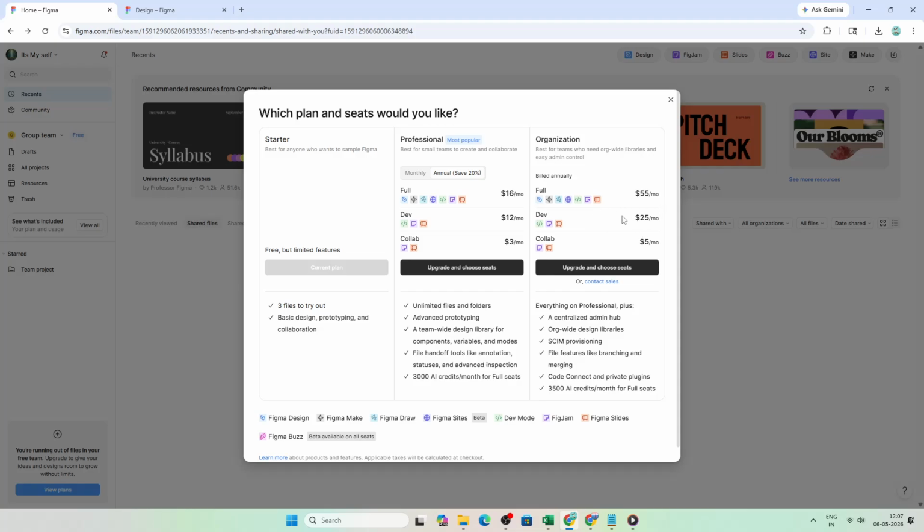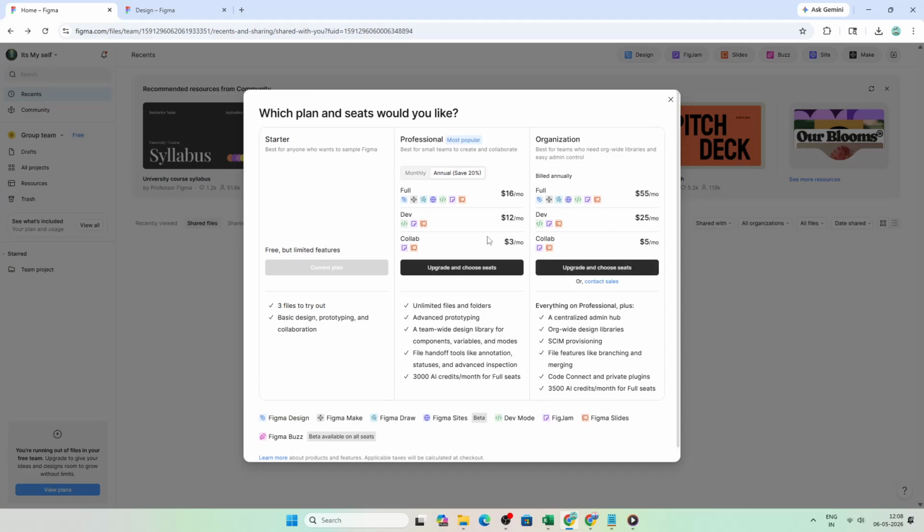If you manage multiple squads, enforce standards, or need governance around who can access what, Organization provides the structure to grow without chaos. Finally, Enterprise, at $75 to $90 per user per month, is designed for large-scale companies.